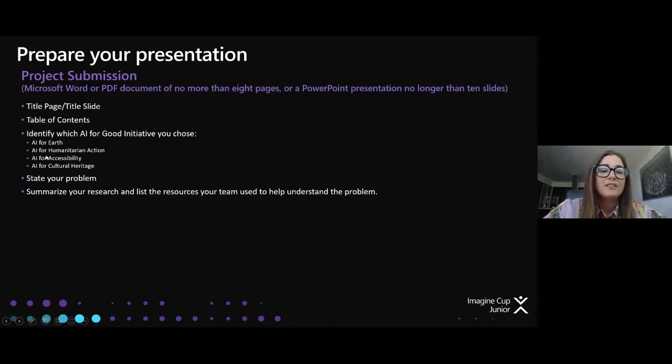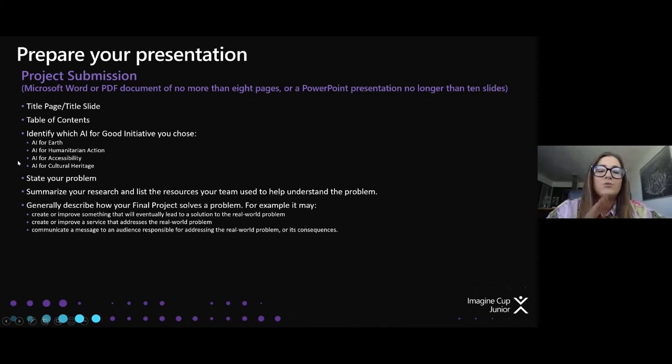And then summarize your research and list the resources you or your team used to help understand the problem. Okay, so this would be all your data that you've actually researched and all the sources that you used. Then you're going to describe how your final project solves the problem. Okay, and it gives an example here. So it says, for example, it might create something that will eventually lead to a solution, or it might improve a service that addresses a real world problem, or it might communicate a message to an audience that's actually responsible for addressing that real world problem.